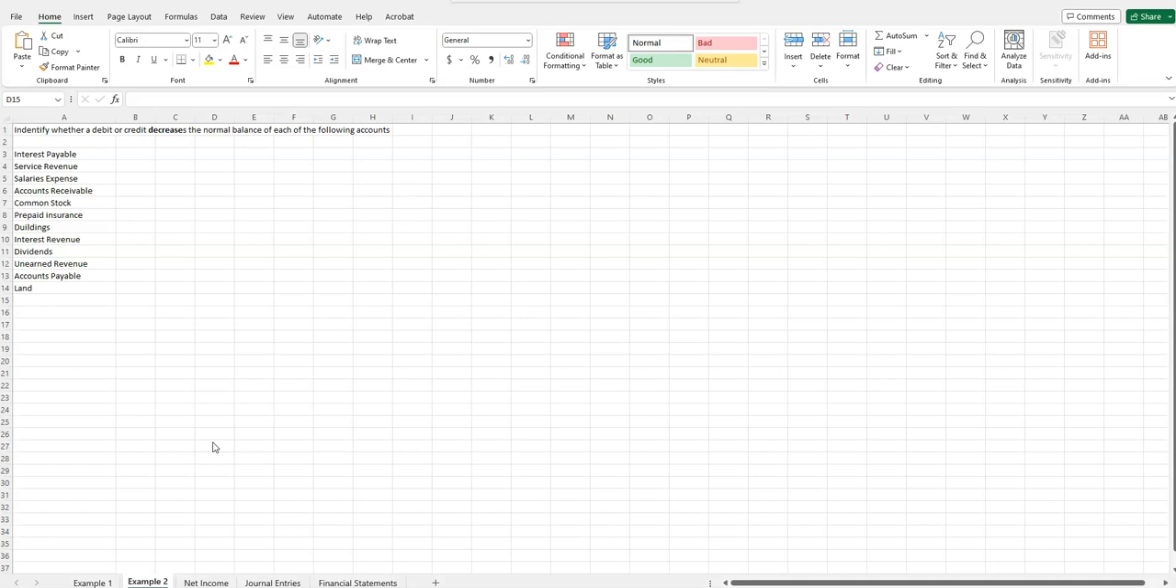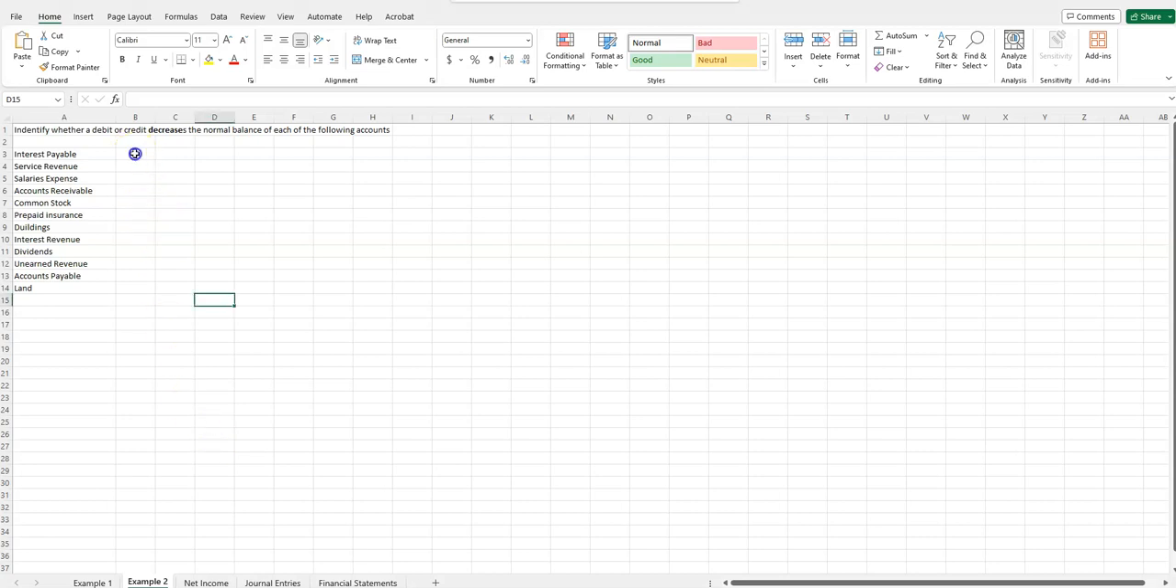The wording on this problem is a little bit different. So this says identify whether a debit or credit, great spelling I see here, identify whether a debit or credit decreases the normal balance of the following accounts. So if our account has a normal debit balance, then a credit will decrease it. If our account has a normal credit balance, then a debit will decrease it. So this is a little bit different from example 1, so remember to really read the directions carefully here.